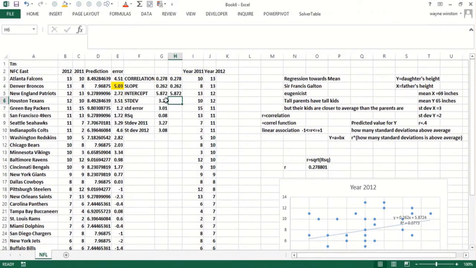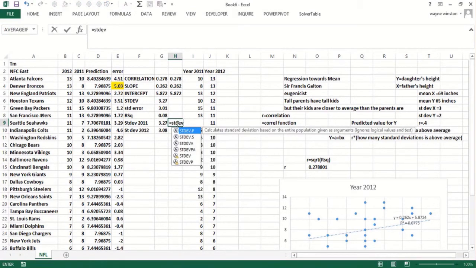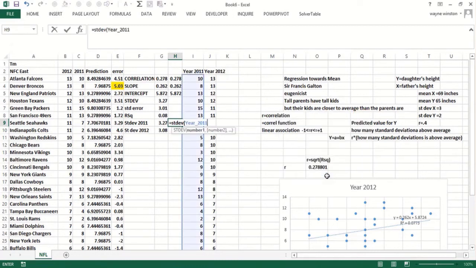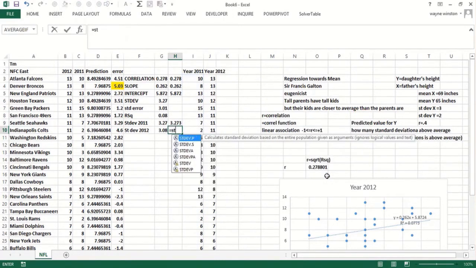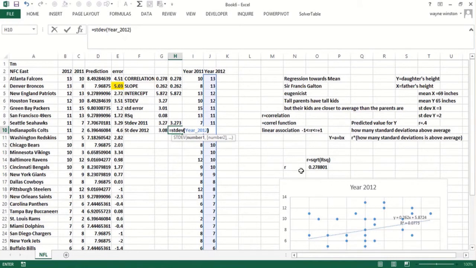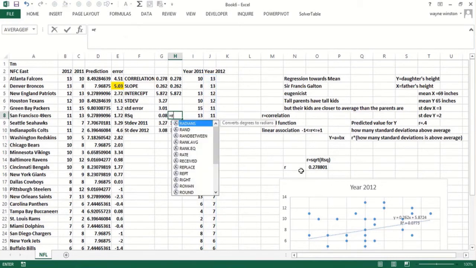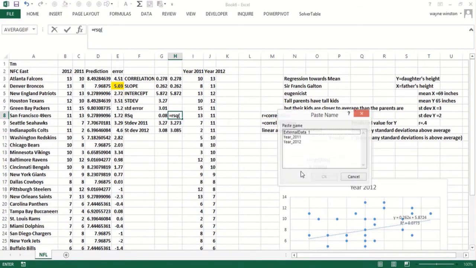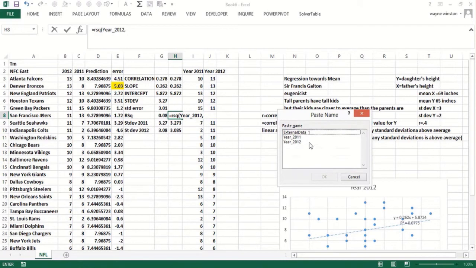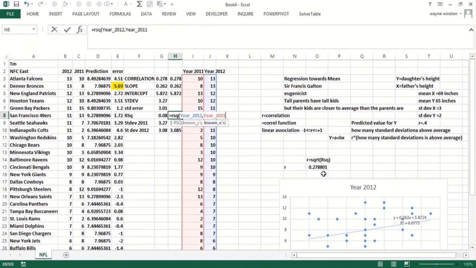Okay, now I can get the standard deviation of the 2011 2012. Standard deviation of 2011 and the standard deviation of 2012. And while you're at it, you can get an R squared. There's an RSQ function. Doesn't matter what goes first, but we'll put 2012 first. F3, 2011. And you get 0.08 there, rounding off.